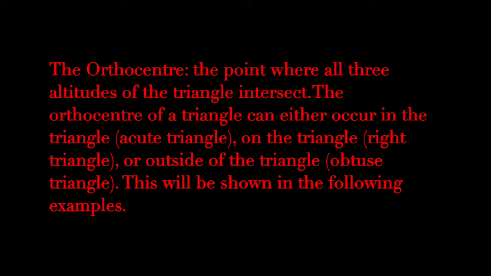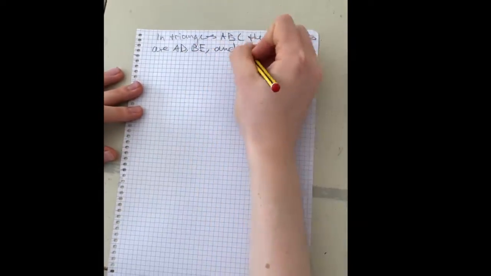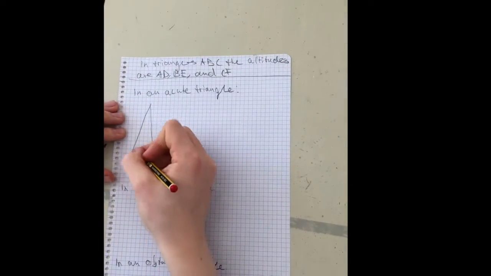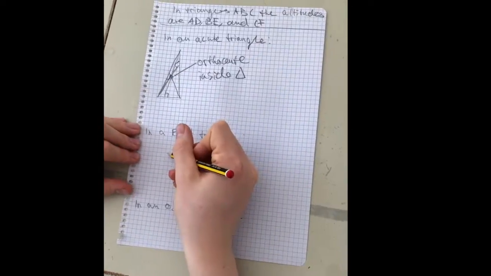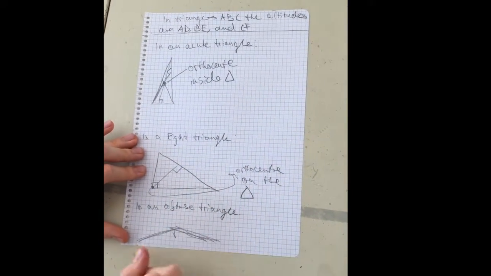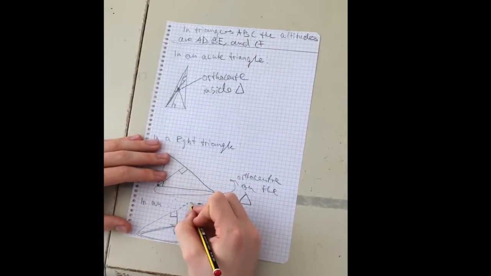The orthocenter is the point where all three altitudes of the triangle intersect. The orthocenter of a triangle can either occur in the triangle, acute triangle, on the triangle, which is a right triangle, or outside of the triangle, obtuse triangle. This will be shown in the following examples. So, as we can see here in triangles ABC, the altitudes are AD, BE, and CF. These altitudes intersect in the acute triangle. They intersect on the right triangle, as we can see, and they intersect outside the obtuse triangle in this image presented here.